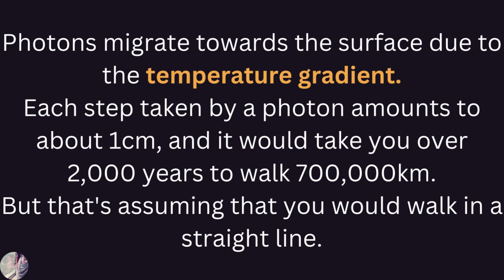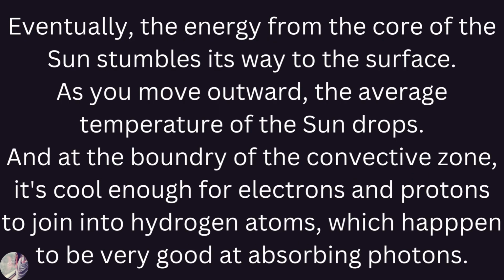Each step taken by a photon amounts to about 1 centimeter, and it would take you around 2000 years to walk 700,000 kilometers. But that's assuming that you would walk in a straight line. That's why we are taking the temperature gradient. Eventually, the energy from the core of the sun stumbles its way to the surface.